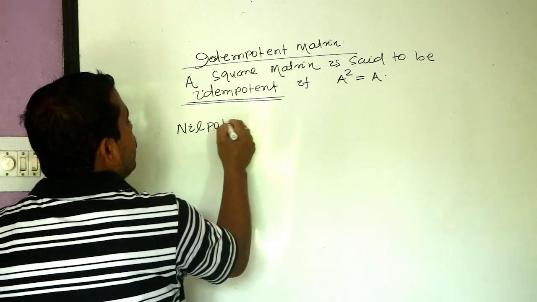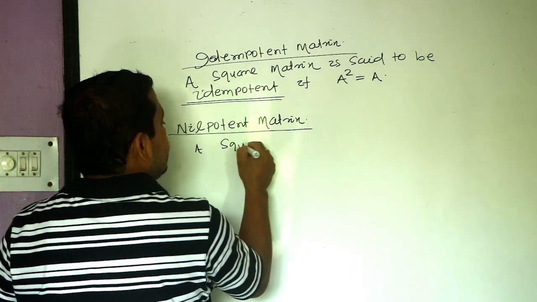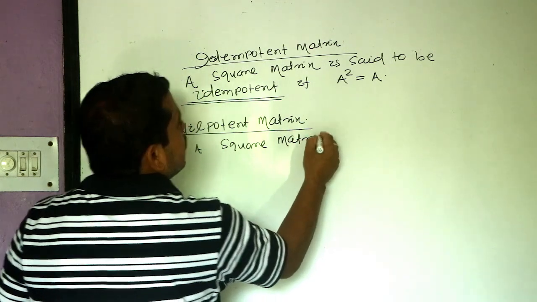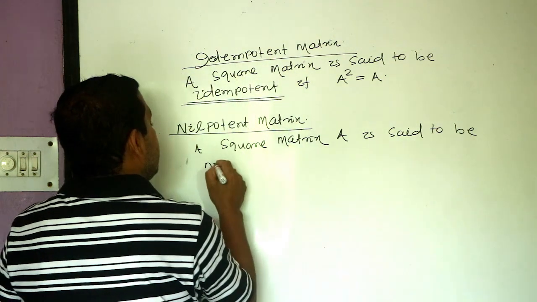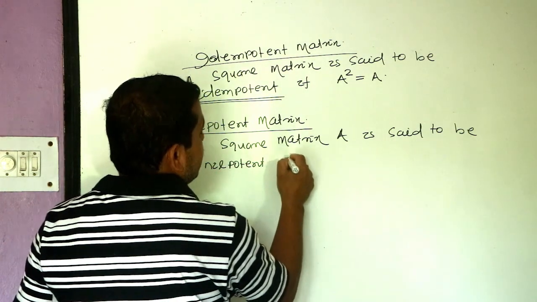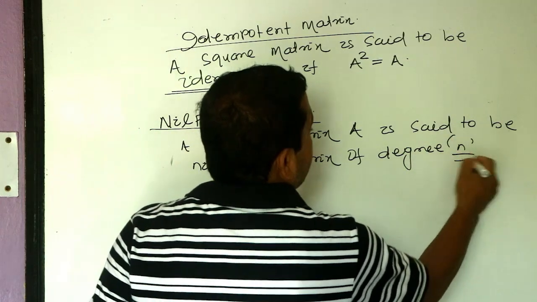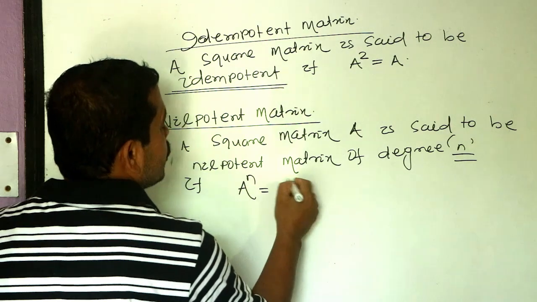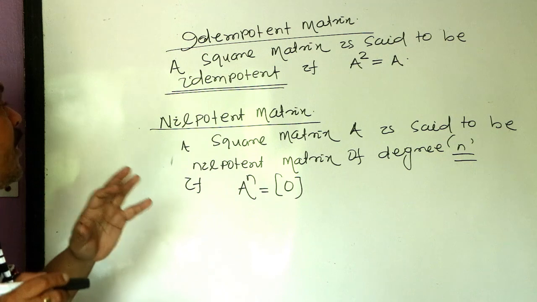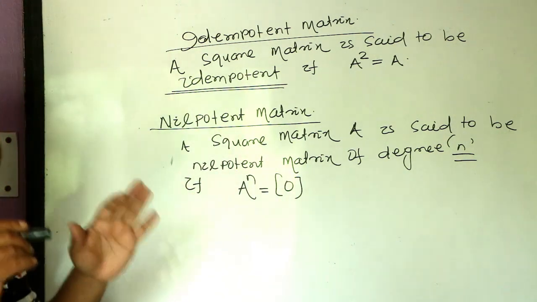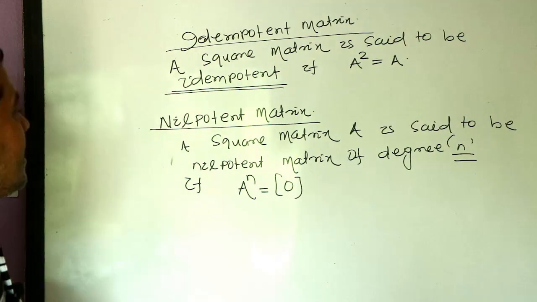Next, nilpotent matrix. A square matrix A is said to be a nilpotent matrix of degree n if A to the power n equals the 0 matrix. If A square is 0, then it is a nilpotent matrix of degree 2. If A cube becomes the 0 matrix, then it is said to be a nilpotent matrix of degree 3. So, if A to the power n equals the 0 matrix, then it is said to be nilpotent.